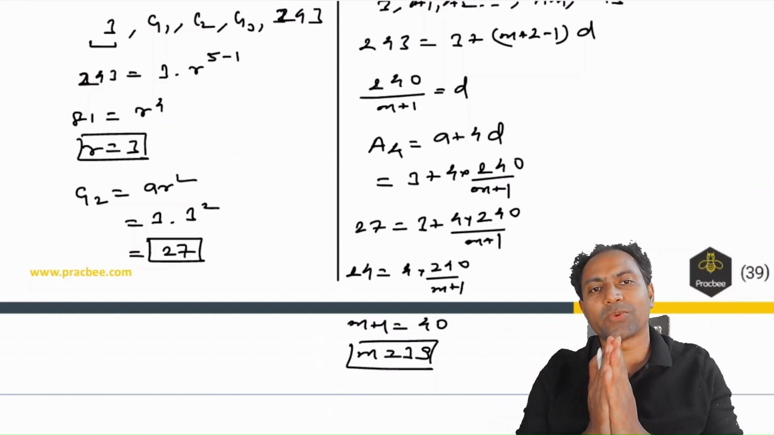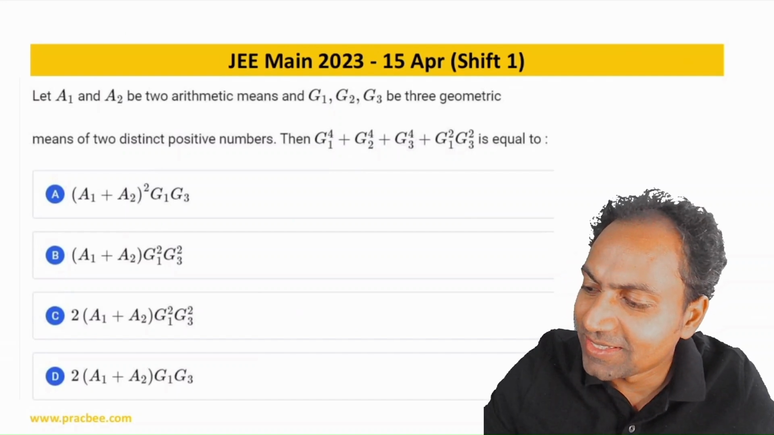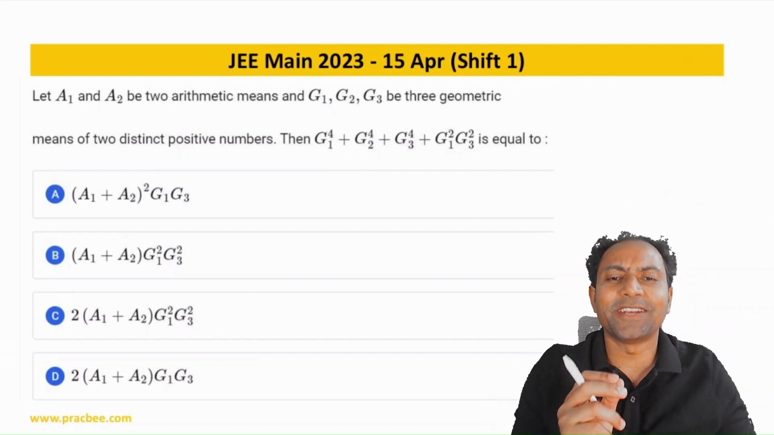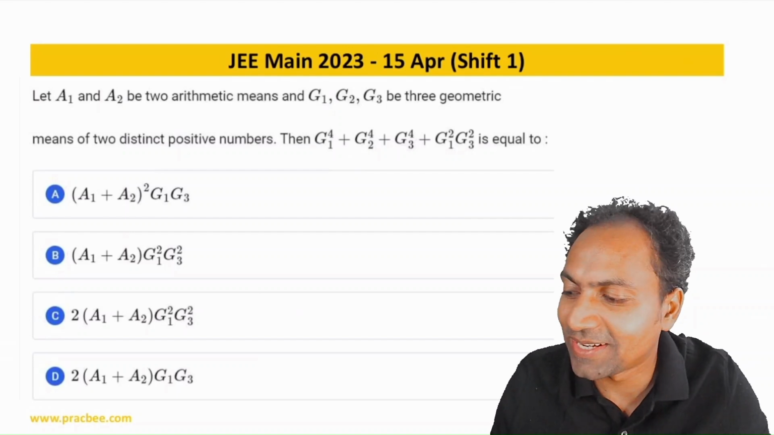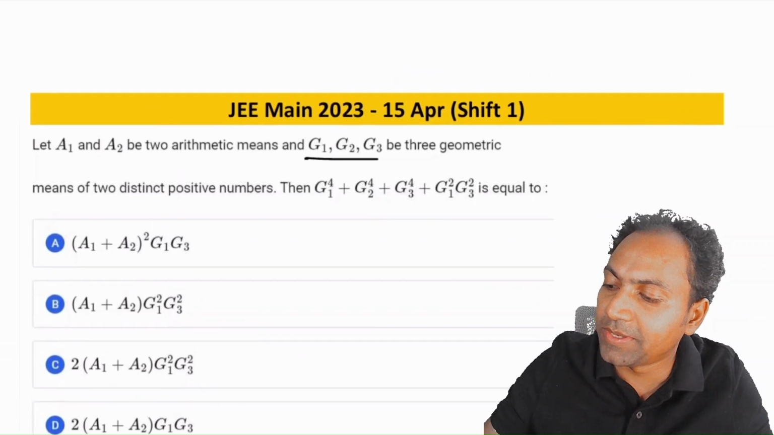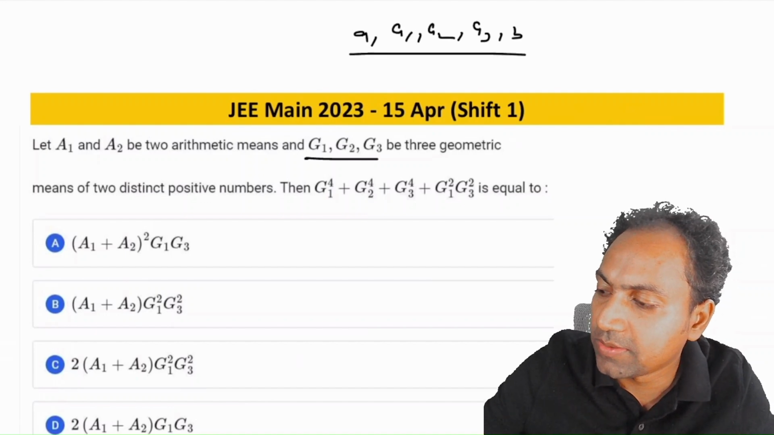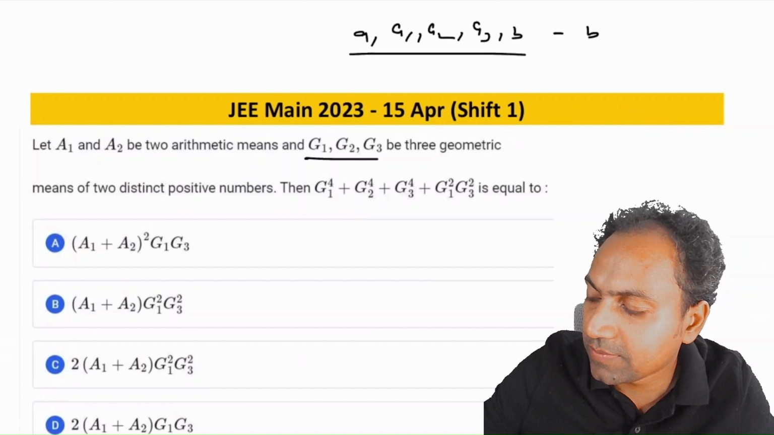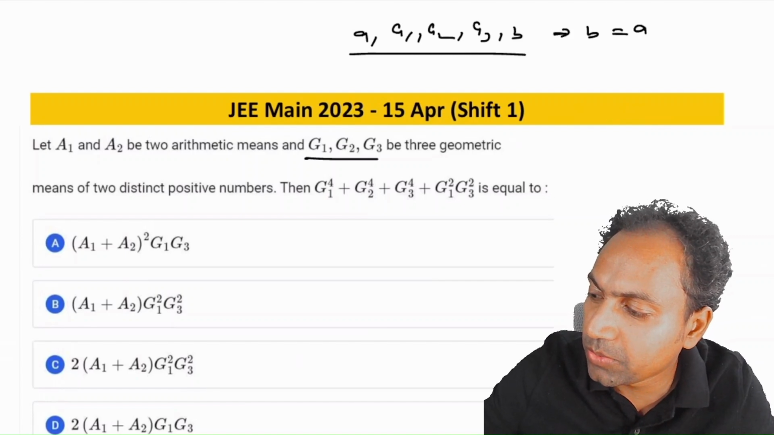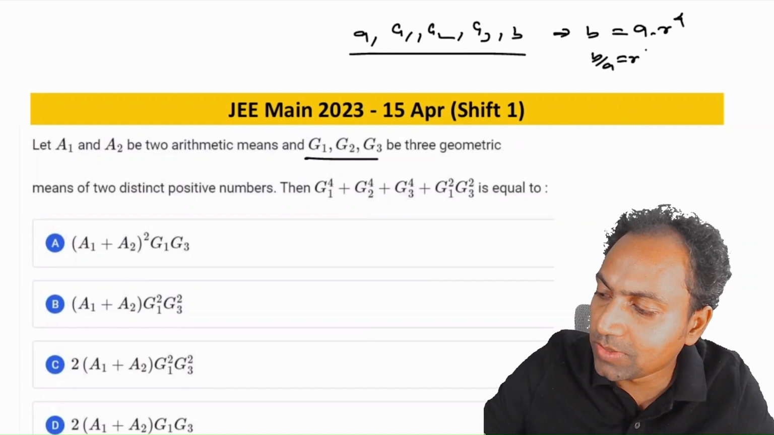If you know the concept, you can easily solve this question. Now let us look into the next question. This next question is very intelligently framed on the properties of GMs and AMs. So now if we have 3 GMs between A and B, then we have A, G1, G2, G3 and then B. Fine. So I want to find the value of R from here. B will be equal to A times R raised to the power 4. Or B by A is equal to R raised to the power 4.